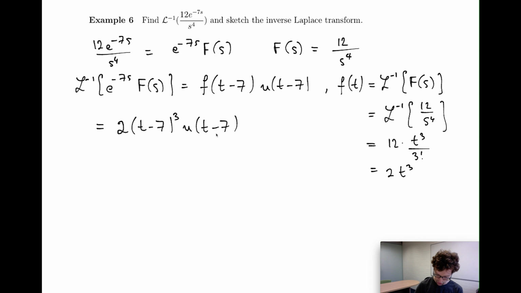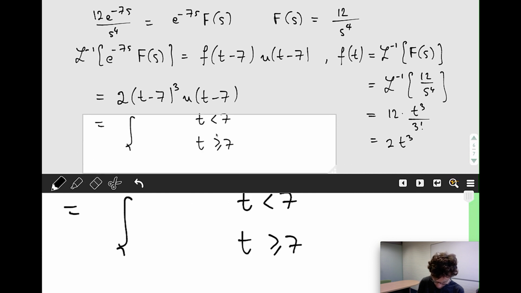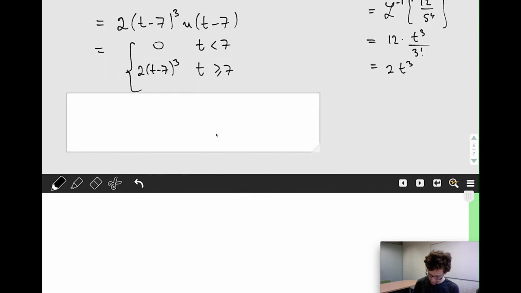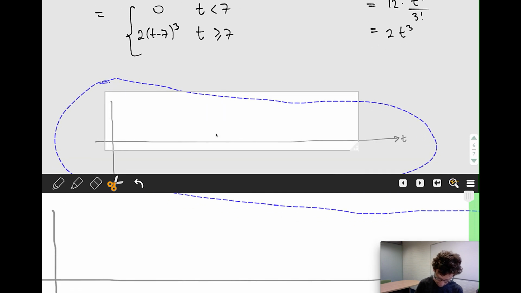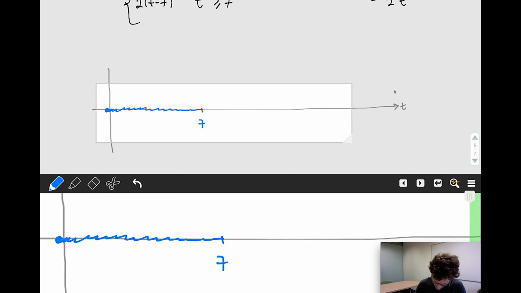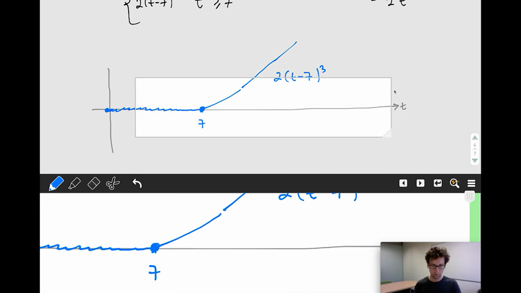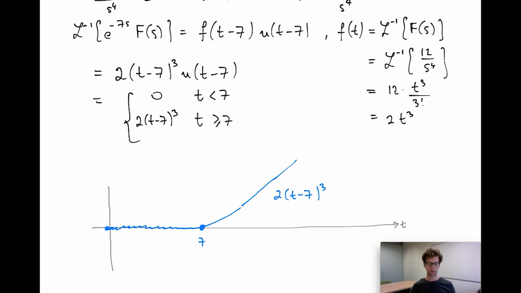Let's sketch what this looks like using our usual trick of writing this as a piecewise continuous function. So splitting up my domain into t less than 7 and t greater than 7, I get 0 and 2 (t minus 7) cubed. So this is going to look like the function 2t cubed that's been shifted to t equal to 7. Before that value, everything will be equal to 0. And then this thing increases like this. So that's the function 2 (t minus 7) all cubed. And you see that there's no discontinuity because this is a shift plus a cut. So that's our second shifting theorem applied here to find the inverse Laplace transform.